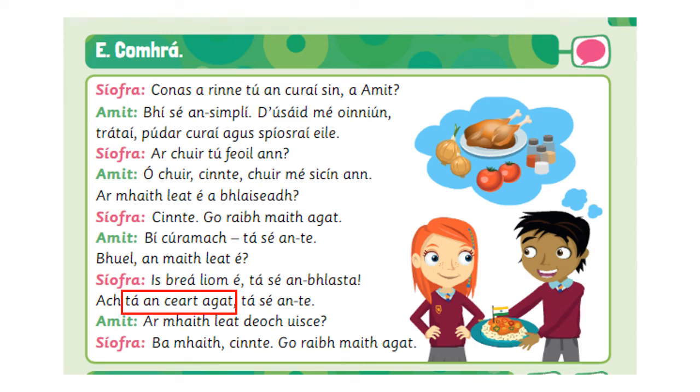Next one here, tá an ceart agat. Now you know that ceart means right or correct. Tá an ceart agat, you have the right, which just really means you are correct or you are right. Okay, so that's it for explaining. Now I'm going to read it.